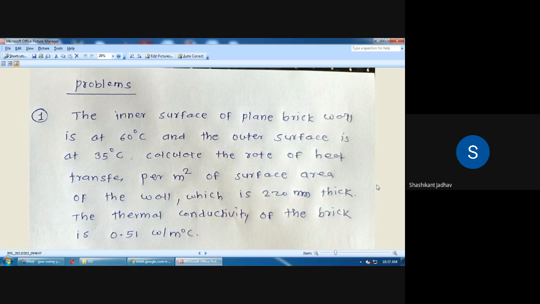Okay. So whatever the terms or values given in the equation, according to that we have to draw the first diagram. The plain brick wall is given, so draw the diagram of the plane wall. Temperature difference is given, that is T1 is 60 degrees, T2 is 35 degrees. Then the wall thickness is given, 220 mm thick, and thermal conductivity is given. So in this way we have to draw the diagram according to the values. Okay. So first of all write down the given.